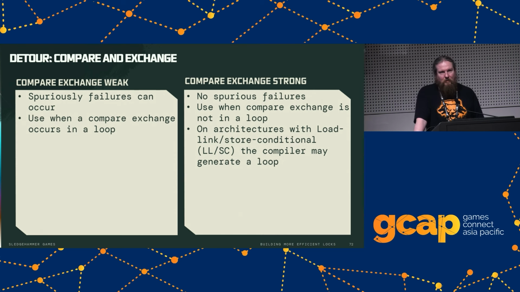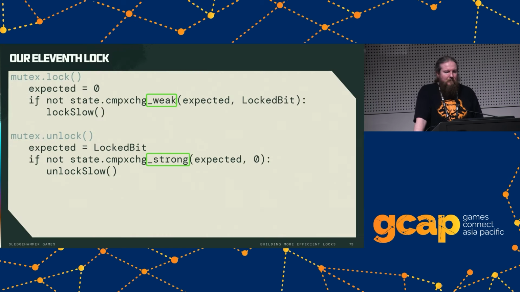Modern mobile architectures like ARM 8.1 and above don't have this issue, but if you're using something earlier, then you might be compiling with these load link and store conditional. So to look at an example of how we might use those within our mutex, because in our lock we end up doing a check straight afterwards in that slow path, we might want to just do a compare and exchange weak there, so that it's not introducing a loop in that situation.